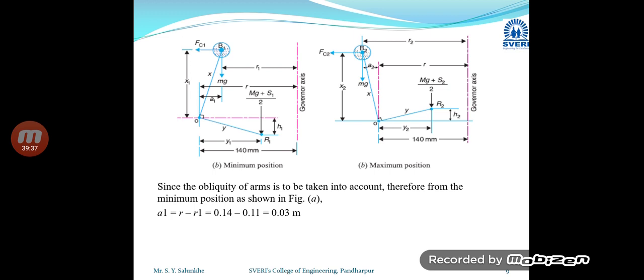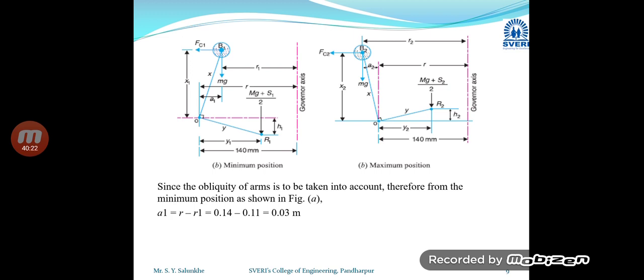Now here we have to consider the obliquity of arm. So first of all we'll calculate the a1 distance. The a1 distance is the distance of that fly ball center from the fulcrum. You can refer to figure A, that is the minimum speed position. That a1 distance will be r, the distance of the fulcrum from the center of rotation, minus r1, the center of the ball to the spindle axis. So we can calculate a1 as r minus r1, which is equal to 0.14 minus 0.11, and it is coming as 0.03.